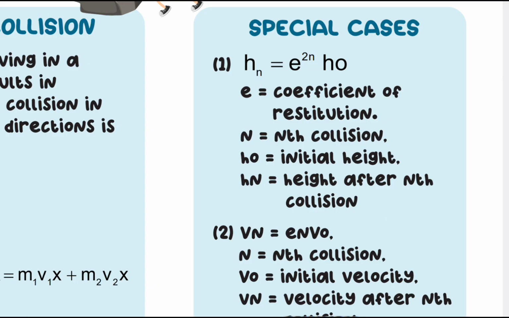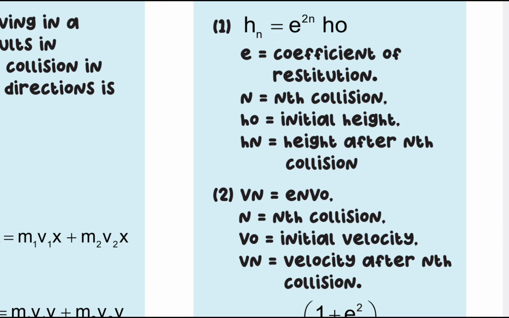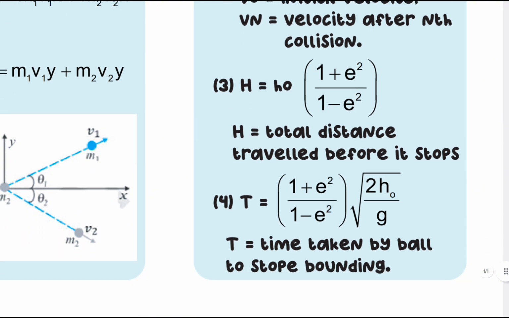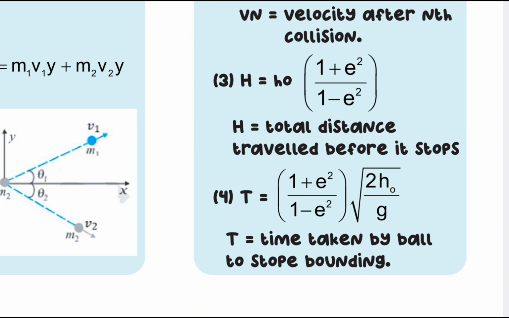Special cases. Hn equal to e raised to 2n ho, where e is the coefficient of restitution, n is the nth collision, ho is the initial height, hn is the height after nth collision. Vn is equal to e^n v0, where n is the nth collision, v0 is the initial velocity and Vn is the velocity after nth collision. H is equal to h0 into 1 plus e square by 1 minus e square, where H is the total distance travelled before it stops. T is equal to 1 plus e square divided by 1 minus e square into root 2h by g, where T is the time taken by the ball to stop bouncing.